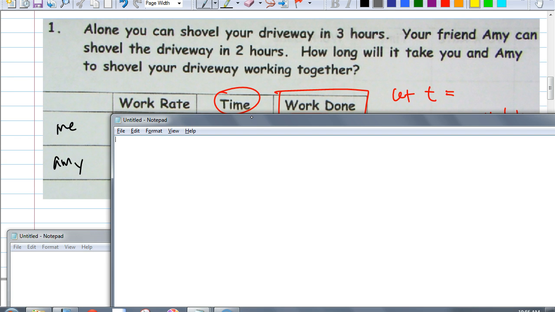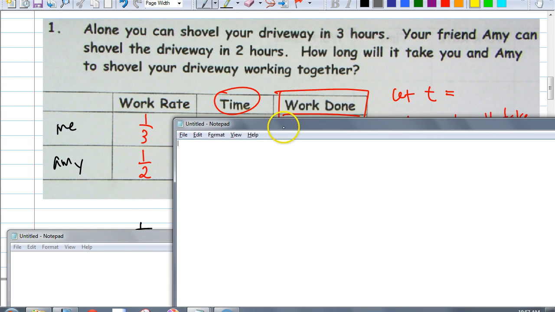Yes, how about Lindsay? 1 over 3. Do you all agree? Yes. Please don't put down 3. Is that the work rate or is that the time it takes me to do the whole thing? That's time, that's not work rate. Work rate is 1 over time for me to finish the whole thing. Does that make sense? Malia, what about work rate for Amy? 1 over 2 is correct because it takes me 2 hours.